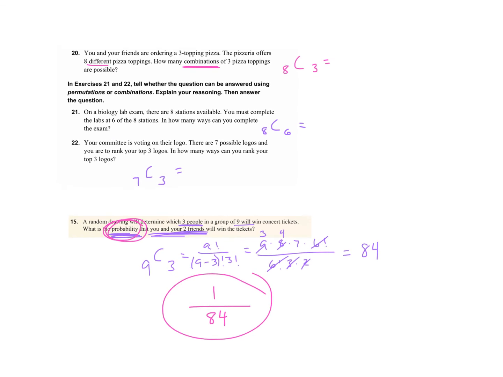So I know for these types where you had to pick if it's combination or permutation, I didn't work them out, but they are worked out in the answer key. So if you have questions on those, just take a look at the answer key.